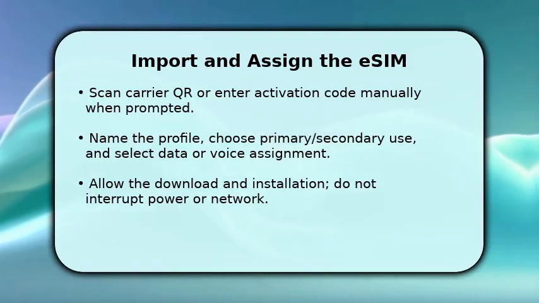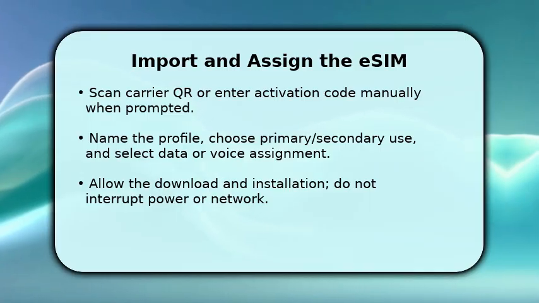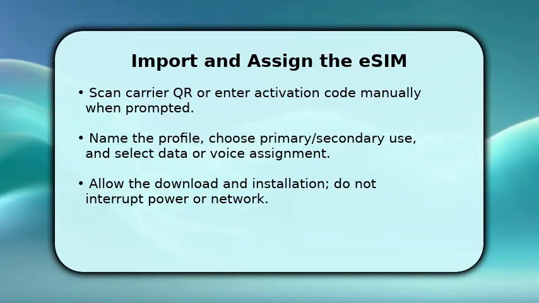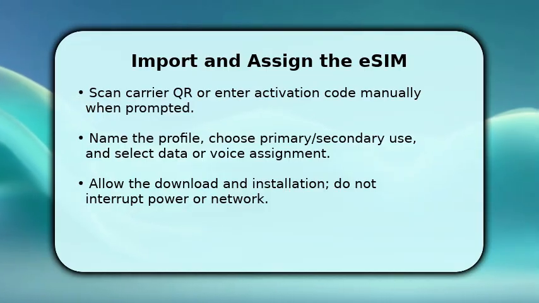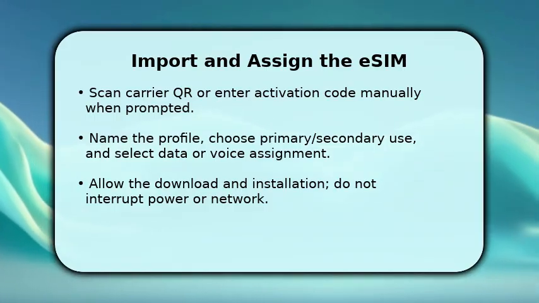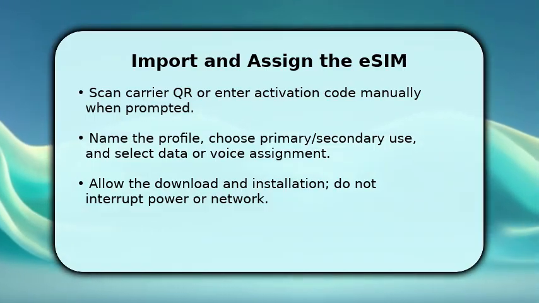After the profile appears, name it so you can tell plans apart. Then choose whether this line handles mobile data, calls, or both. This decides prioritization. Next, you confirm installation. The phone applies settings and writes the eSIM. Make sure you don't interrupt power or network during install, because incomplete writes can leave a partial profile.